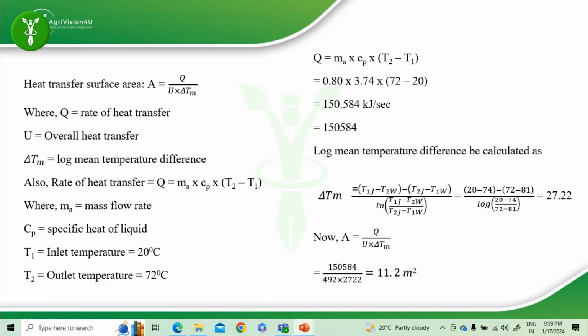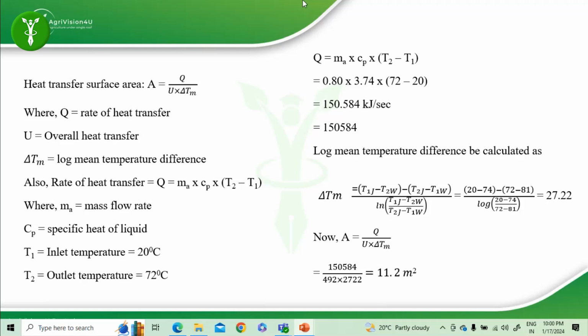Ma'am, the delta Tm value is different. It's coming 25.1 something. And the area is also coming different. I guess you're getting 12.13. It should be 12.13 now, if you put the value of LMTD coming out to be 25.22.